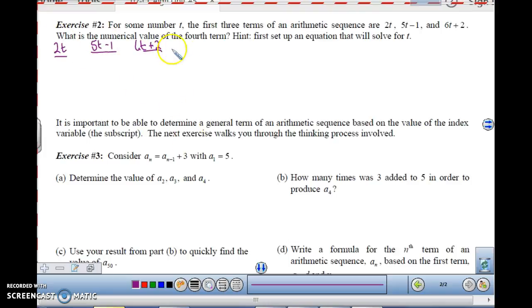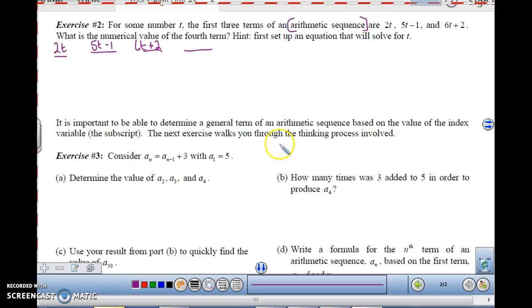Okay, what is the numerical value of the fourth term? So we are looking for this term right here. That's what we are looking for. So first of all, what we need to know is what are the terms of the sequence and how do they go up? Well, remember, this is an arithmetic sequence.